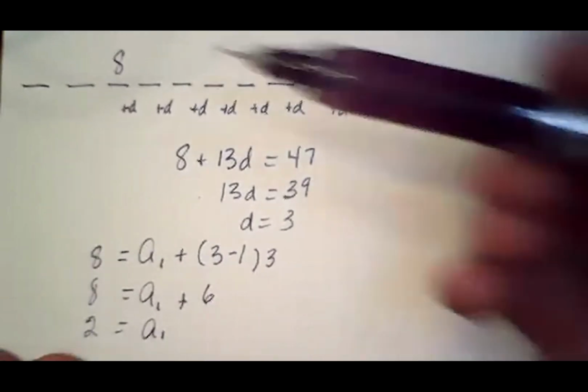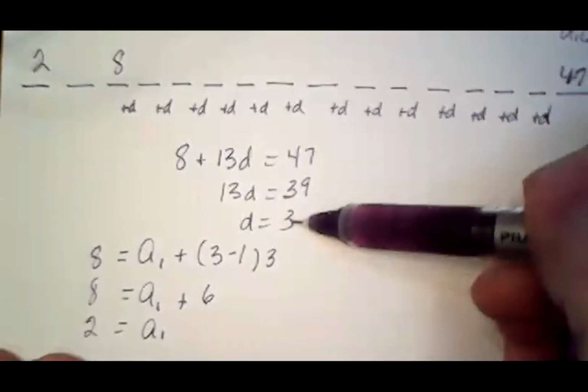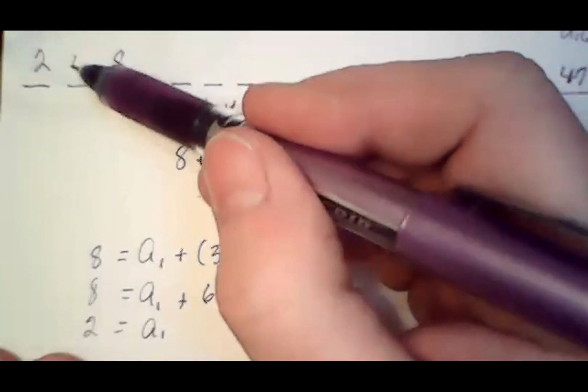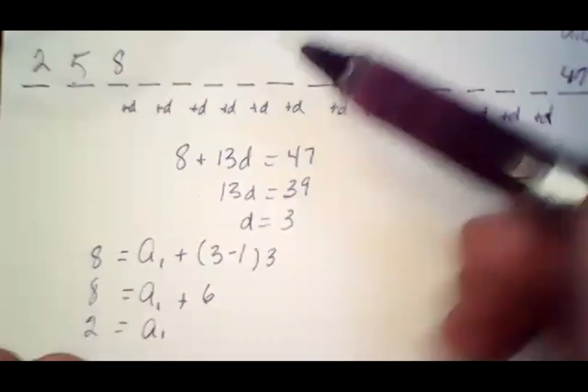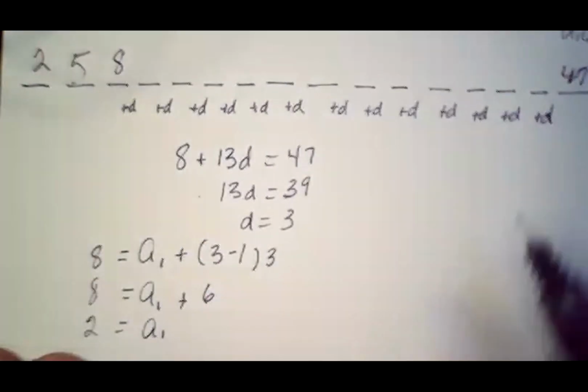Now, you can put this in up here to see if that works. We said we're adding 3, so 2 plus 3 is 5. 5 plus 3 does give us 8. So that works with the first 3.